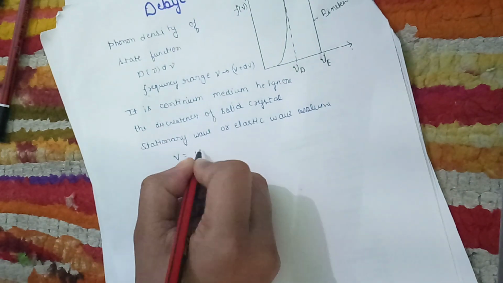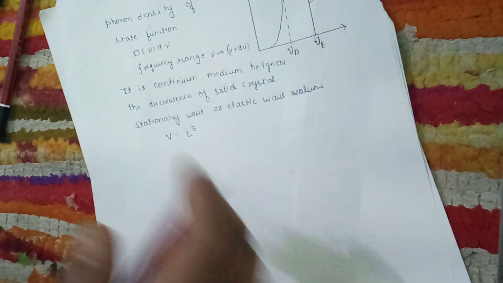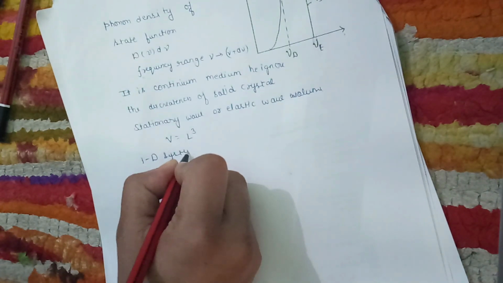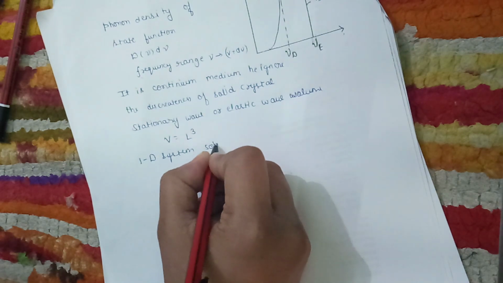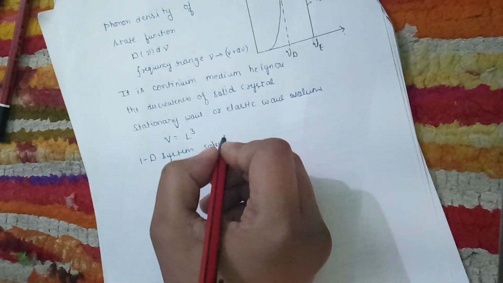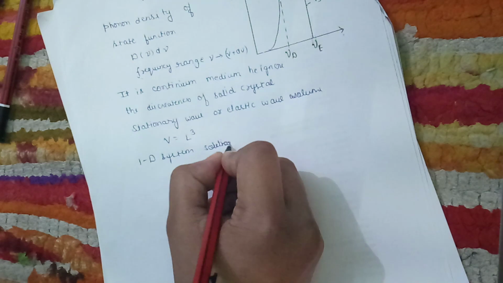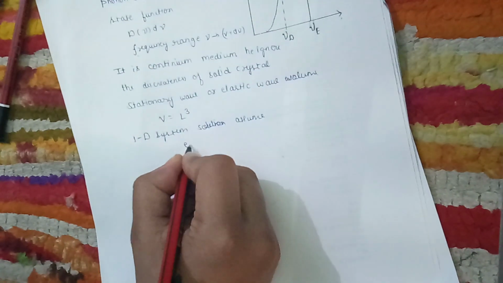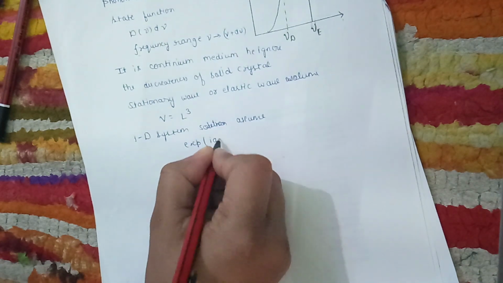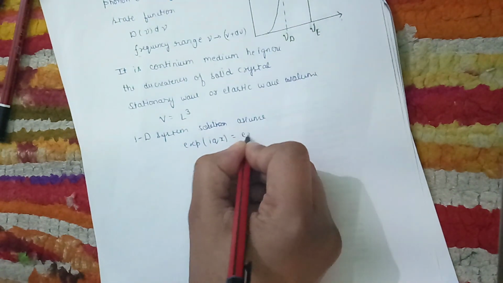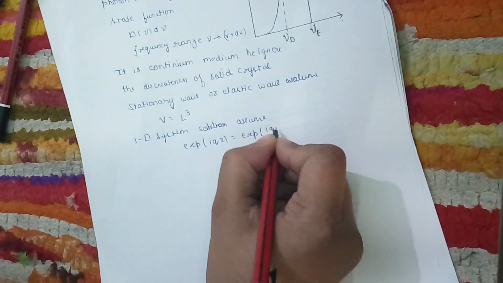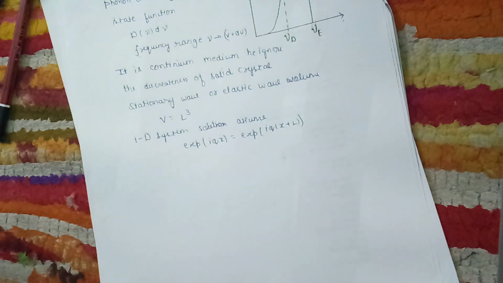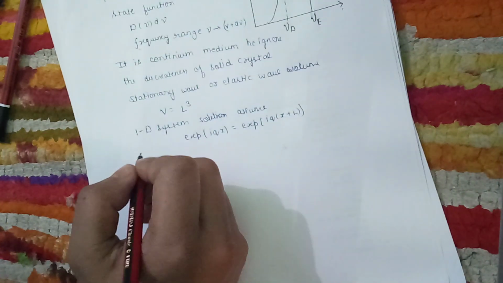V is equal to L cube. Now a 1D system. Solution, assume as exponential iqx is equal to exponential iq(x plus L). Now q is a wave vector of the phonon.